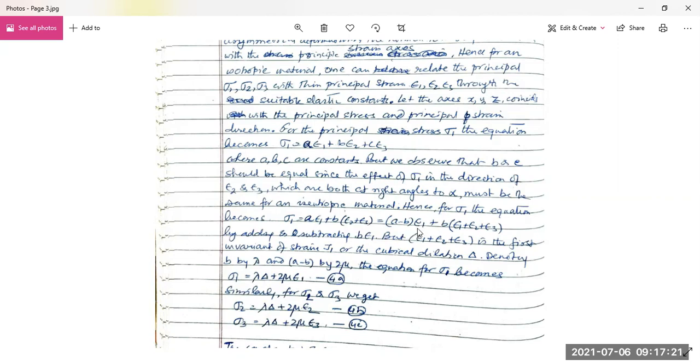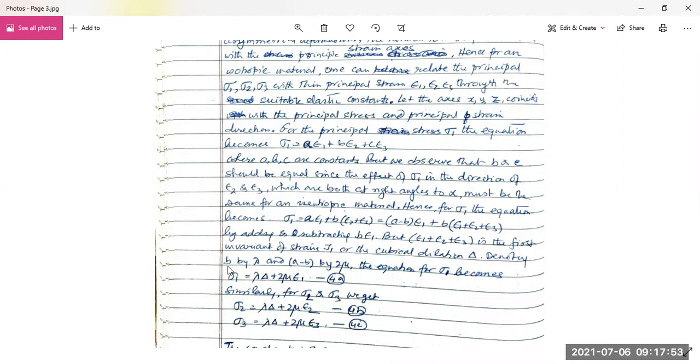So if we add a term minus b epsilon 1 and plus b epsilon 1, the equation will take the particular form a minus b into epsilon 1 plus b epsilon 1 plus epsilon 2 plus epsilon 3 itself. By adding and subtracting b epsilon 1 like this, but you know, in the theory of strain invariance, epsilon 1 plus epsilon 2 plus epsilon 3 is equal to either J1 or the cubical dilation delta itself.